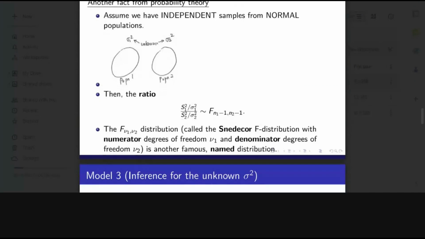Okay, here's where we're going to introduce another distribution. If you look at this ratio of the two sample variances, S1 squared over S2 squared, divided by sigma 1 squared over sigma 2 squared, this has what we call an F distribution with two kinds of degrees of freedom. So don't freak out about this. I will show you how to read the table as well.